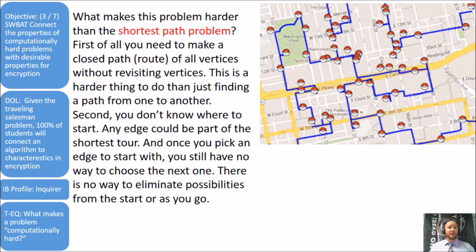So what makes this problem harder than the shortest path problem? First of all, you need to make a closed path route of all vertices without revisiting vertices. This is a harder thing to do than just finding a path from one to another. And then second, you don't know where to start.